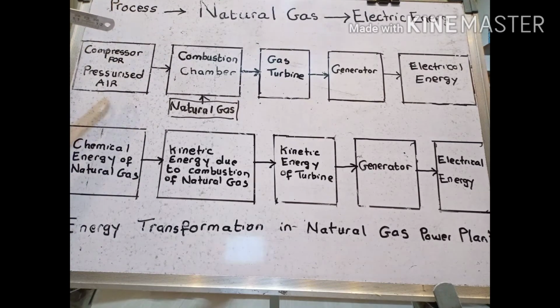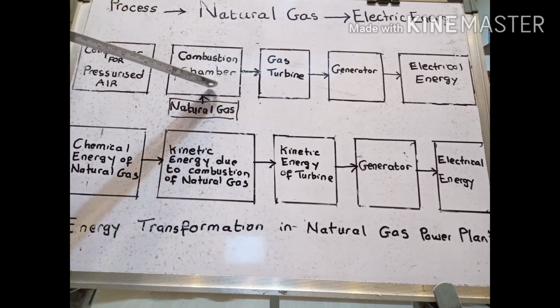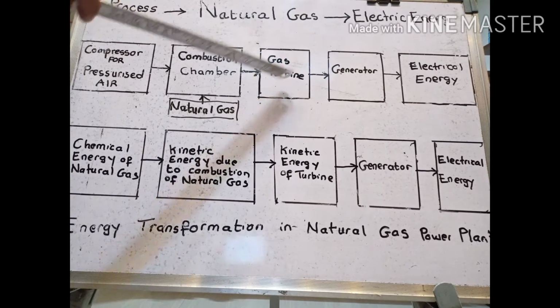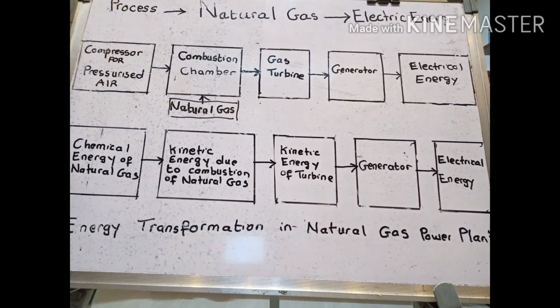So students, here we look at the process by which natural gas can be converted into electrical energy. Now, in a natural gas power plant, there are three main steps. One is the process of combustion of natural gas in a combustion chamber with the help of pressurized air that is supplied by a compressor. The next step is, with the help of the natural gas which has undergone combustion, you run the gas turbine. The gas turbine in turn runs the generator, which then generates electrical energy.